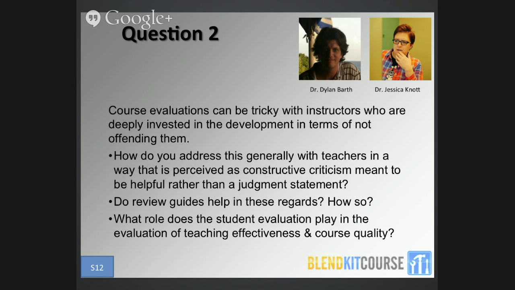Okay. Well, I think that student evaluations play an important role, at least definitely at UW-Milwaukee, in terms of promotion and tenure packets.